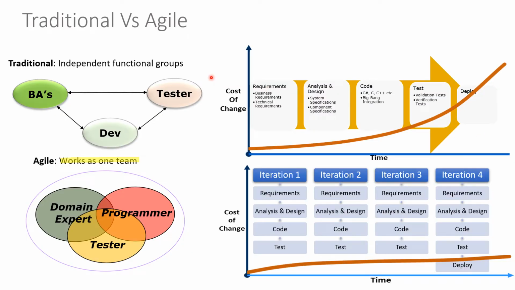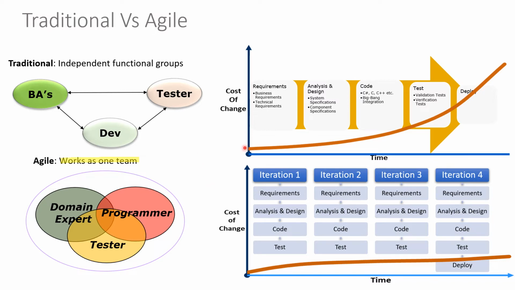Let's look at another aspect of traditional versus agile. In the traditional method, we work as independent functional groups, right? We talked about the sequential approach. Business requirements are done by BAs, implementation by development, and testing by testers. So each one works in silos and they integrate at delivery. But in Agile they work as a cross-functional team. The tester, programmer, domain expert, everybody has to work together for every sprint as a cross-functional team and deliver it.